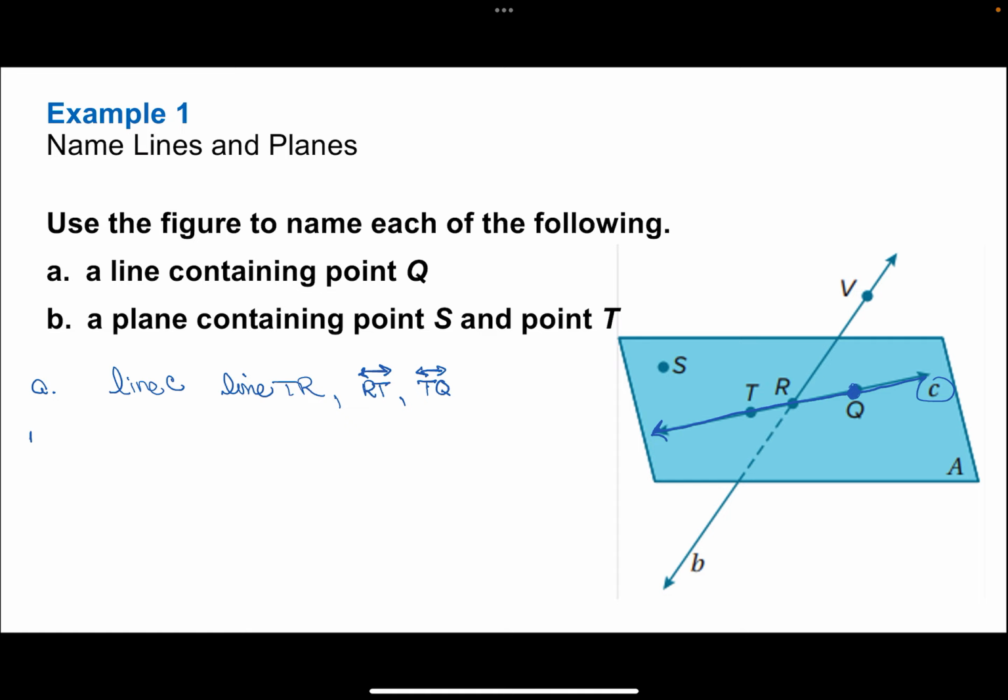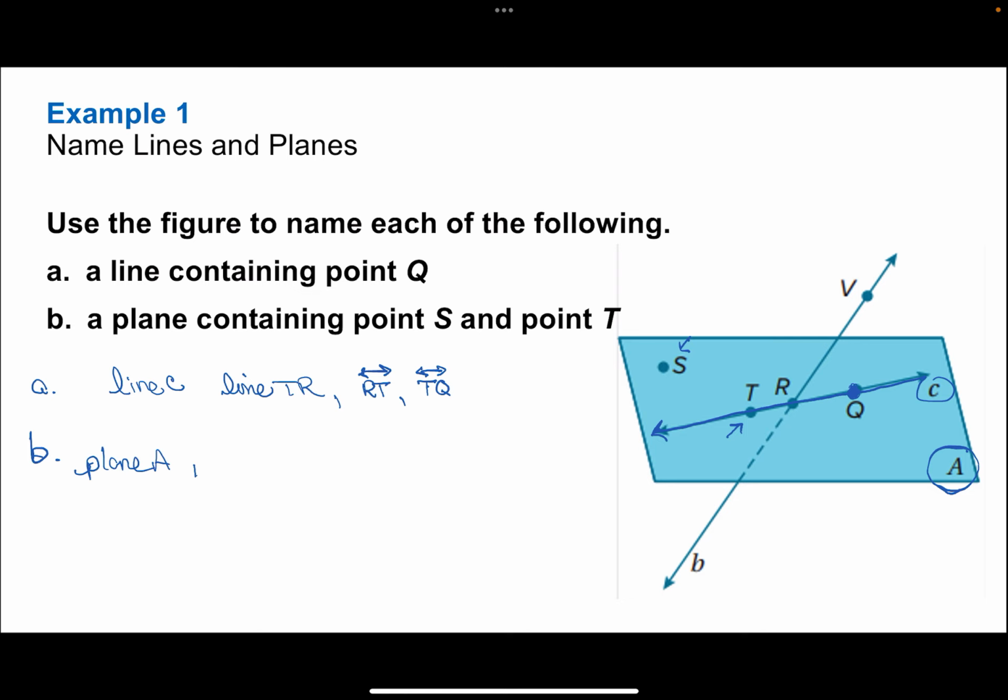Second example says, hey, tell me what plane contains points S and T. So I see point S right here, I see point T right here, and in order to name a plane, I can't just call it plane TS because there's lots of planes that would contain a line that goes through there. Lots of pages in a book that have a spine, or lots of pages that meet in a spine. So we need to name that plane, and anytime we name a plane, we can either find the capital letter that does not have a point next to it. That's the name of the plane, and there's no symbols, so we can call it plane A.